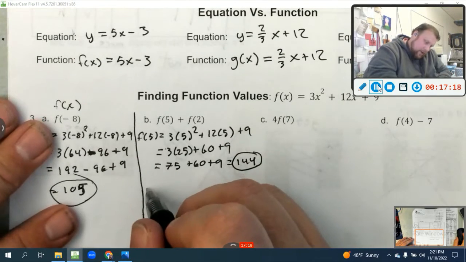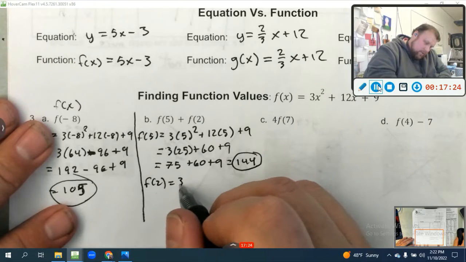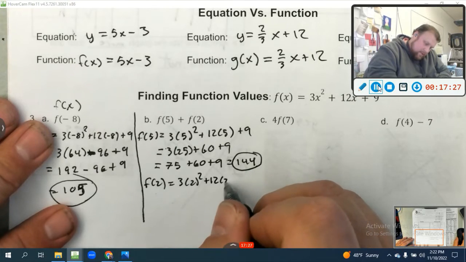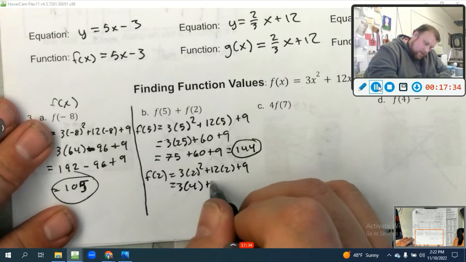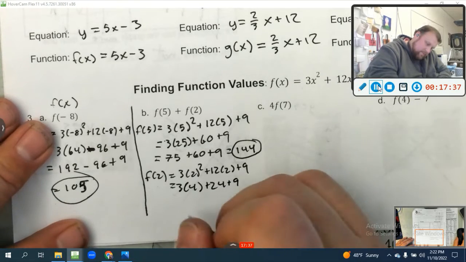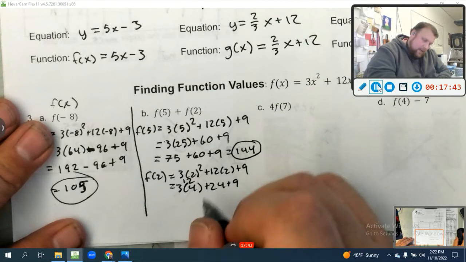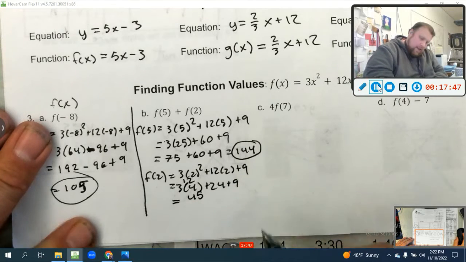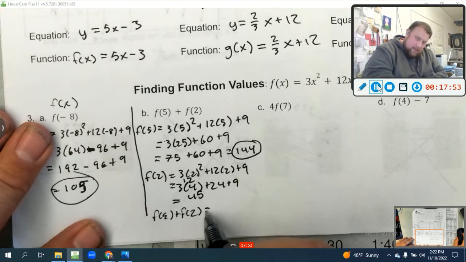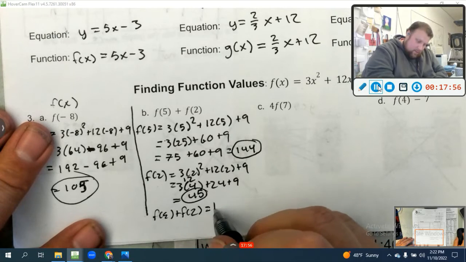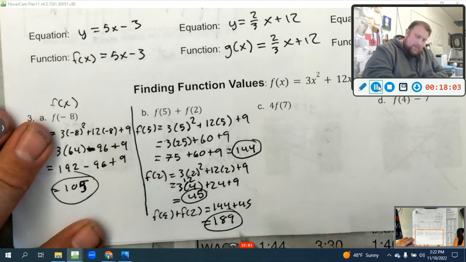Now let's figure out f of 2. f of 2 is just 3 times 2 squared plus 12 times 2 plus 9. Or 3 times 4 plus 24 plus 9, which is 12 plus 24 is 36. 36 plus 9 is 45, so this is 45. And if I'm going to add f of 5 plus f of 2, we just figured this out, right? 144 plus 45, which just equals 189. See how we just found them both and added them together?